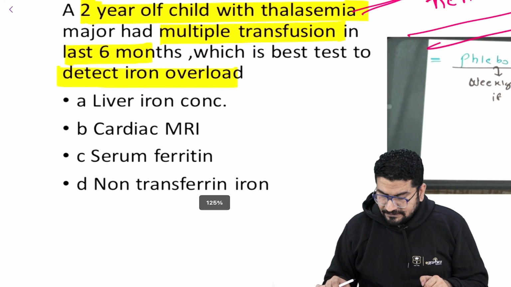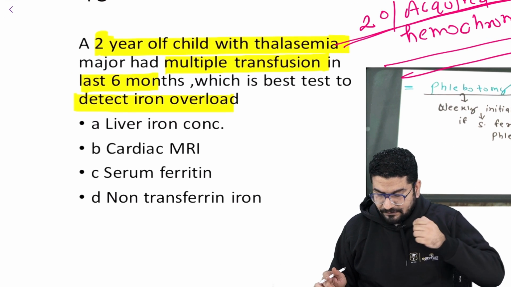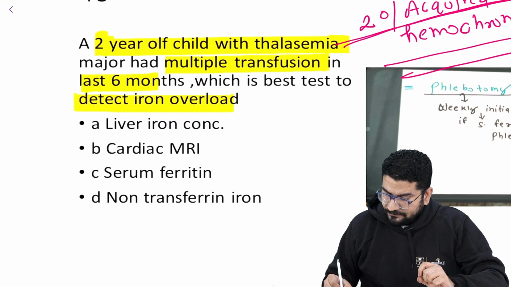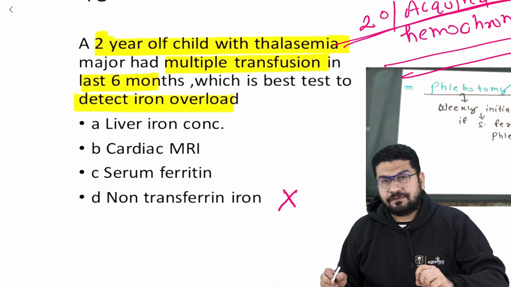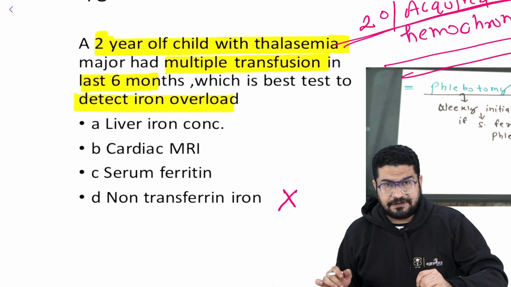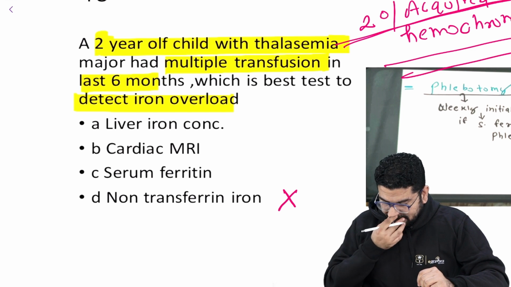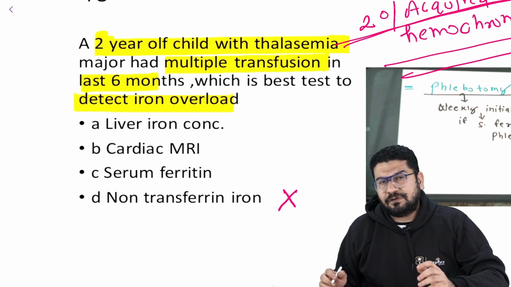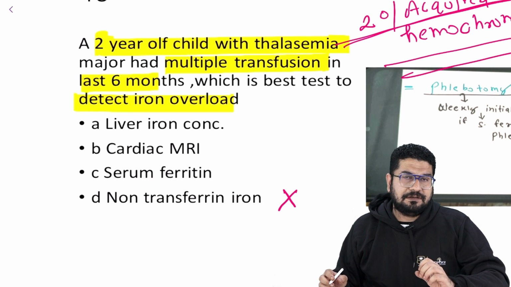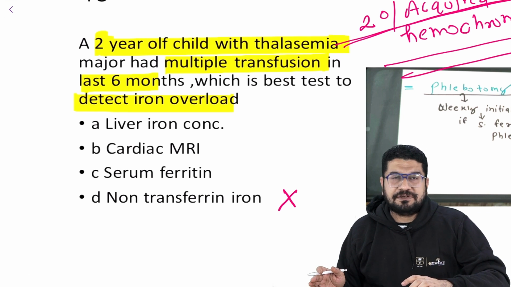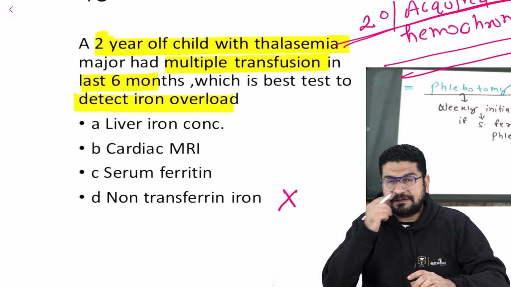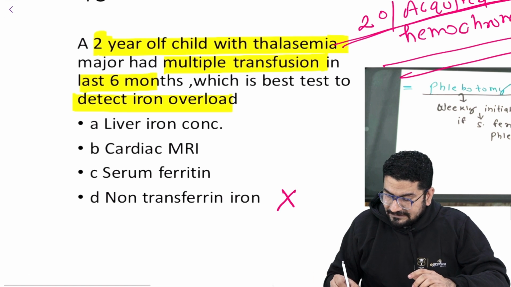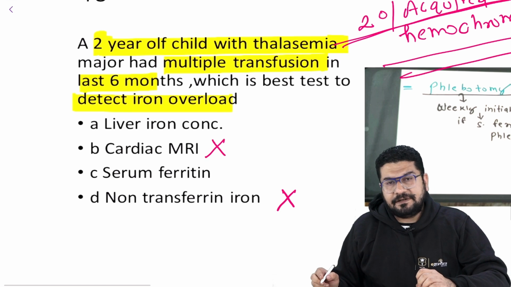So how can we detect this? What is the test to detect iron overload? Non-transferrin iron, no. We have to calculate both transferrin as well as non-transferrin iron. Cardiac MRI we can use. It's a new modality of diagnosis, but cardiac MRI will detect only the changes, like the patient can develop restrictive cardiomyopathy, or the patient can develop MI. In that case we can recommend it, otherwise not indicated.